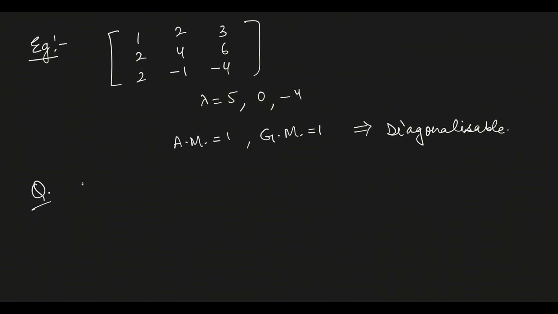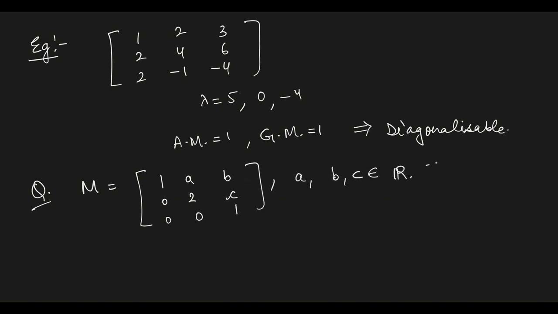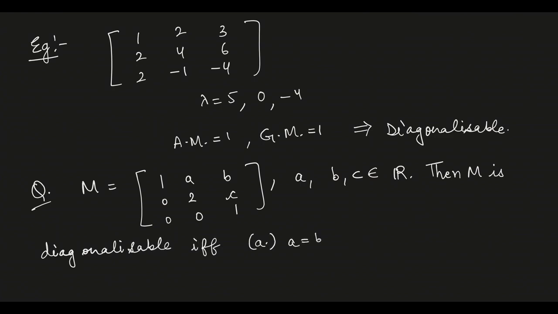Now try this question. Matrix A is 1 0 0, a 2 0, b c 1. a, b, c belong to real numbers. Then A is diagonalizable if and only if: part A, a is equal to bc; part B, b is equal to ac; part C, c is equal to ab; part D, a is equal to b is equal to c.